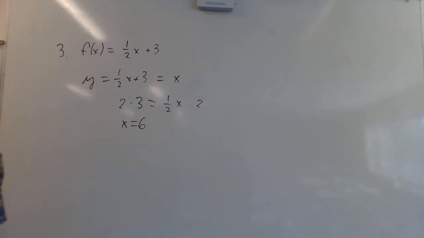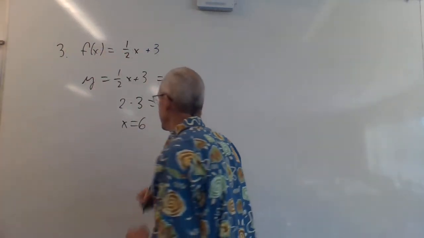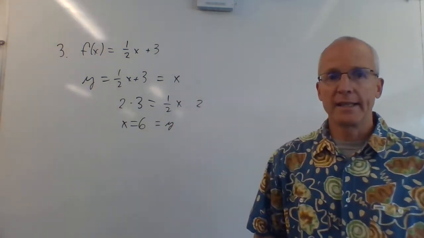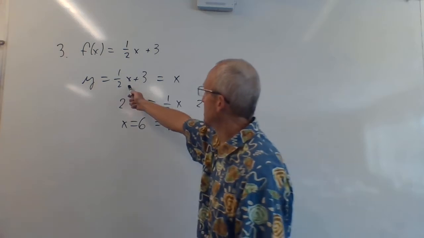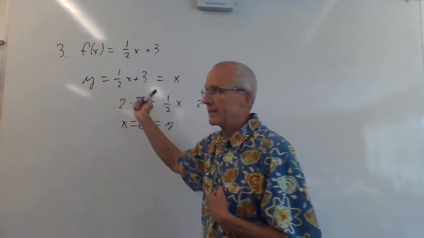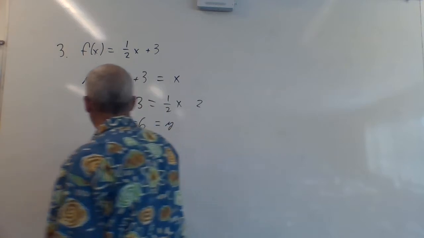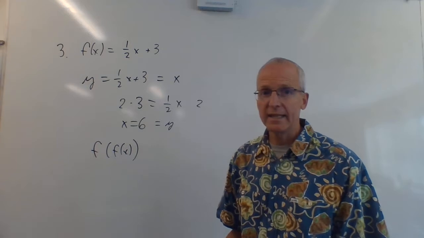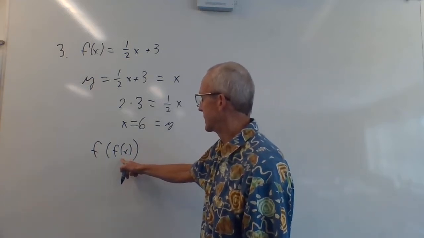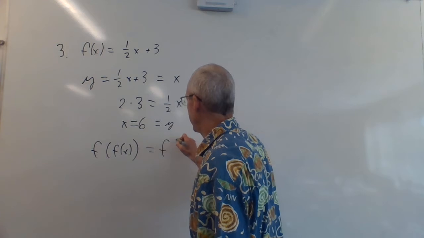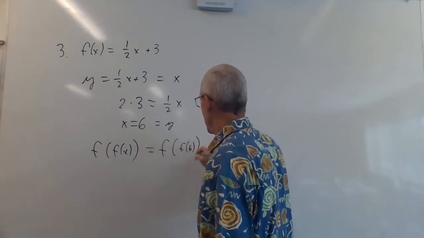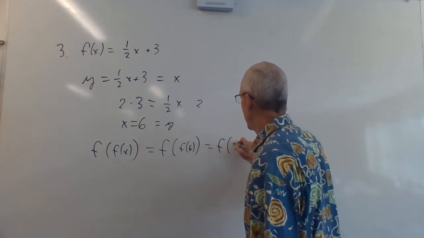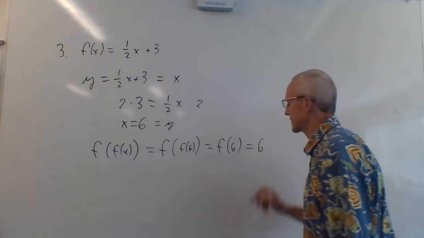X is equal to 6 is when y is equal to x. So when y is equal to x, that's 6. That is what's called our fixed point, when you set the function equal to x, which is when the y value is equal to x. Now here's the deal. If you have f of x at x equals 6, the function is equal to 6. So f of 6 is 6. That's the whole point. The function of 6 is 6.